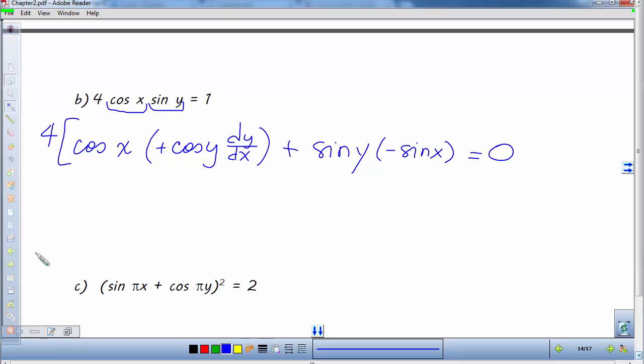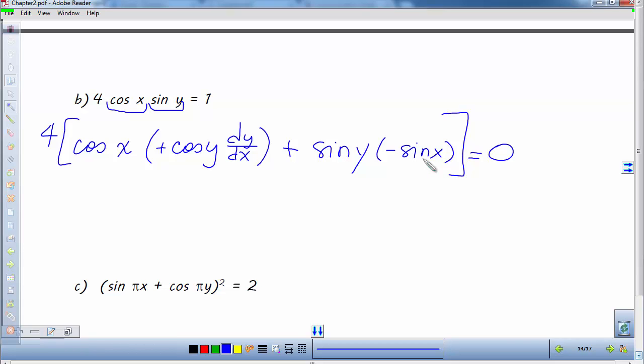Okay, so I used my product rule. This was my first, cosine x. This is the derivative of the second, whenever I had to use a chain rule. So remember, y is a function. I took the derivative of the outside, so that gave me cosine y. And then to indicate the derivative of the inside, we say dy/dx. And this is my second times the derivative of the first, equals 0.